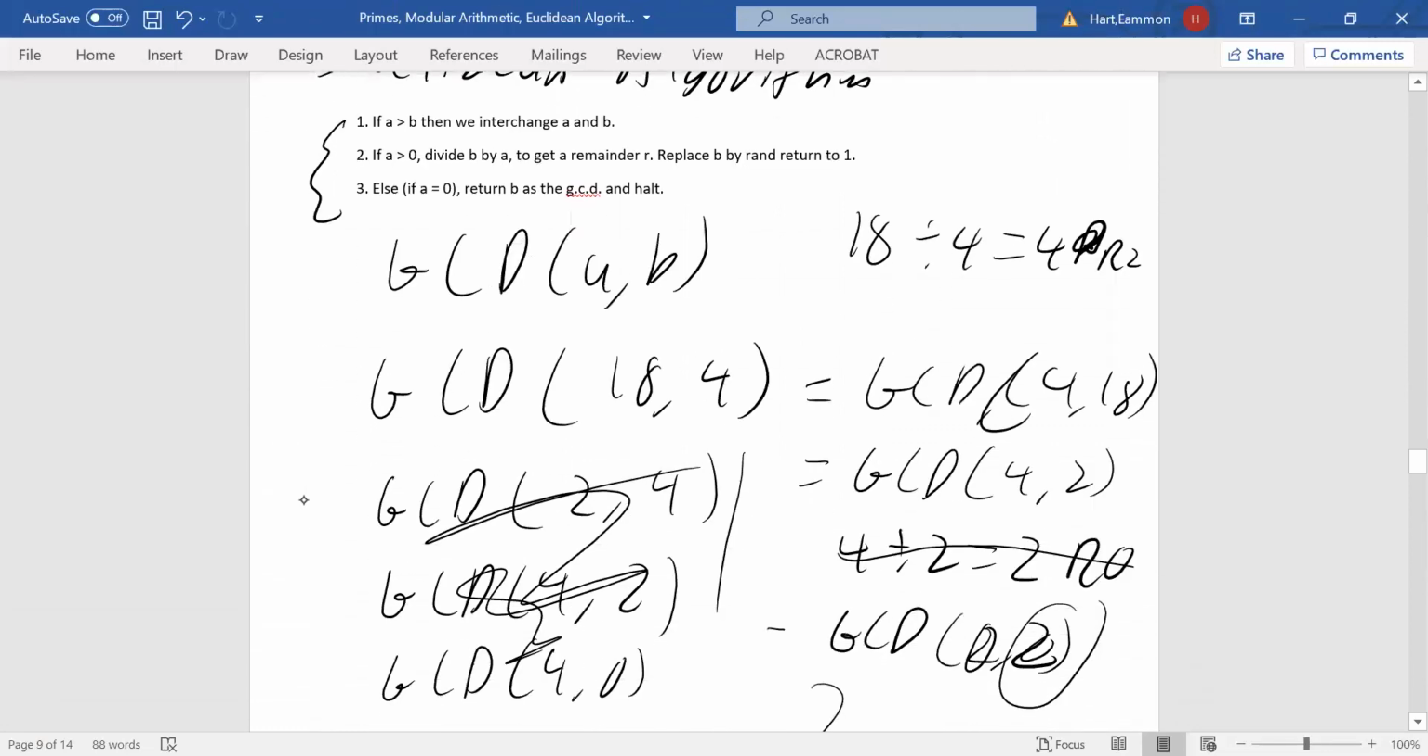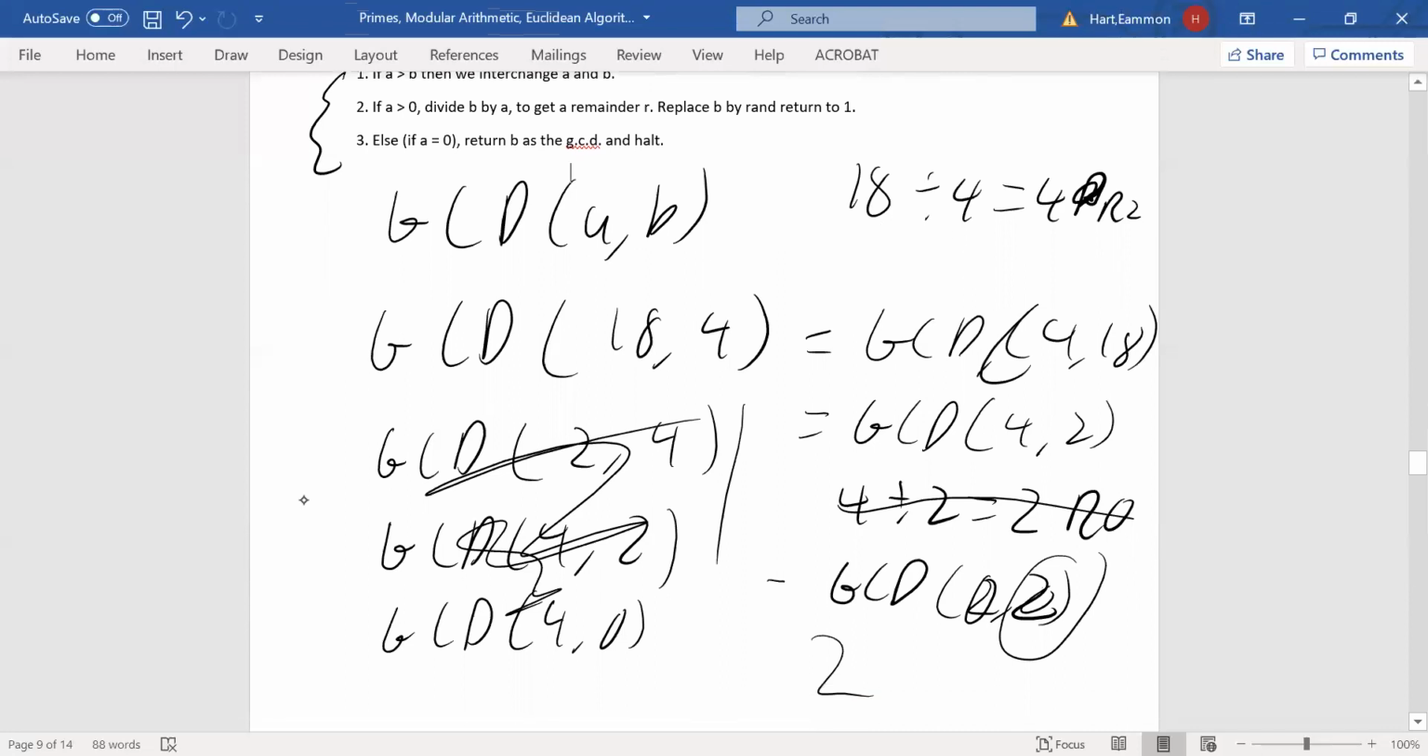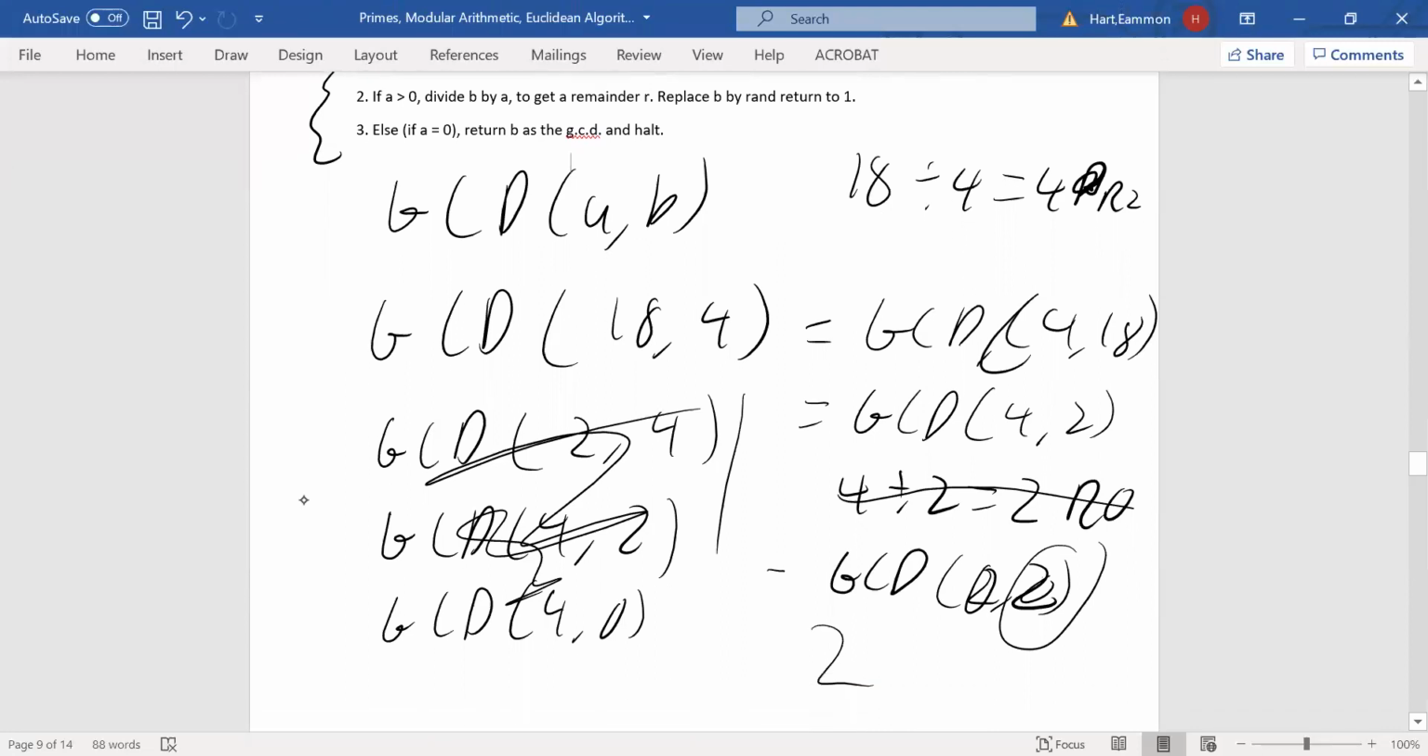So if I have the GCD of A and B, this is how it's listed in your textbook. We can also just remember, if you don't want to go through this whole process, you're always dividing the bigger number by the smaller number until you get to 0. Once you get to 0, the other number is your GCD.